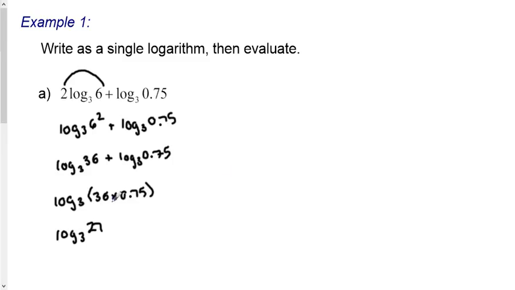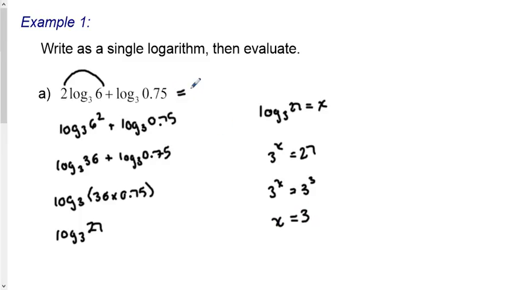Now, to solve that, I'd like to convert it to exponential form. So to do that, I'm going to say that log base 3 of 27 equals x. Rewriting that as an exponential, I'm going to say 3 to the x equals 27. So I have 3 to the x equals 3 cubed. Equating those, I get x equals 3, which means this expression would evaluate to give me 3.